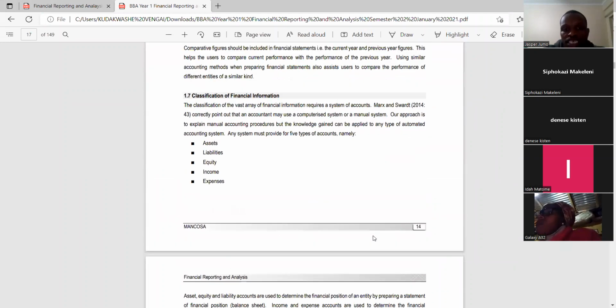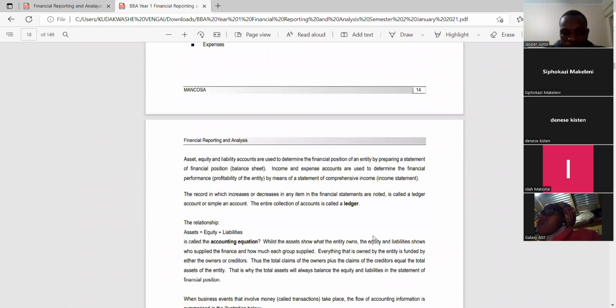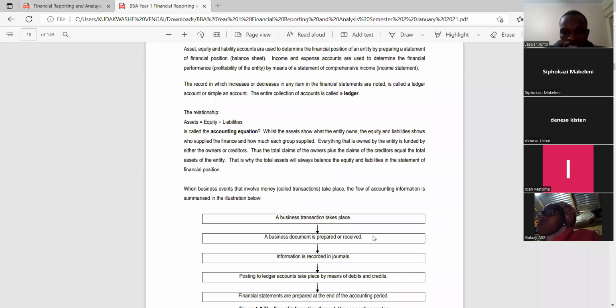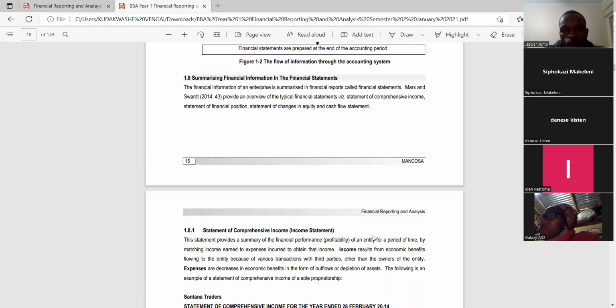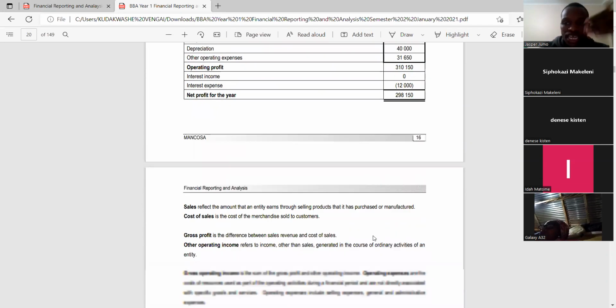In 1.7 we were talking about the assets, the liabilities, the income, and the expenses. And then we talked about the accounting equation. So we did this last week. Now we are on 1.8, summarizing financial information in financial statements. This is where we are going to pick up from next week. But I will just highlight one or two things for the next 5 minutes before we close the lecture.